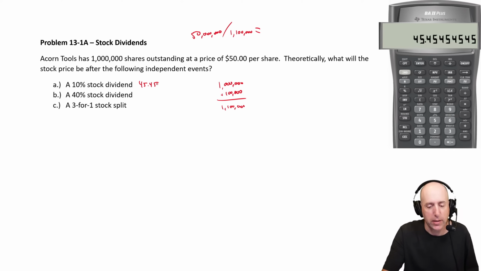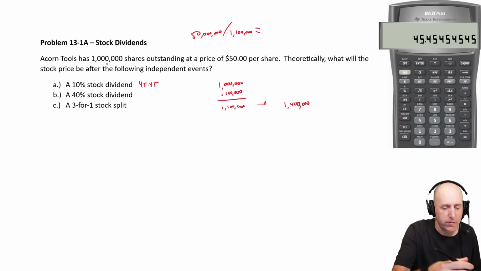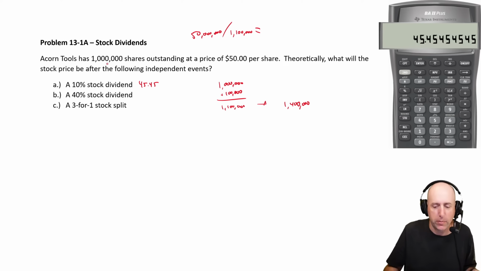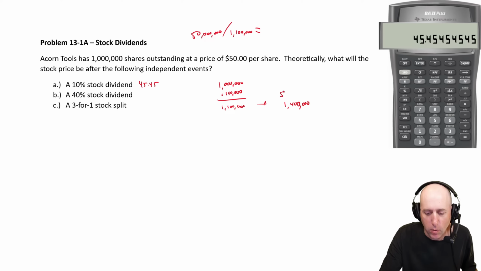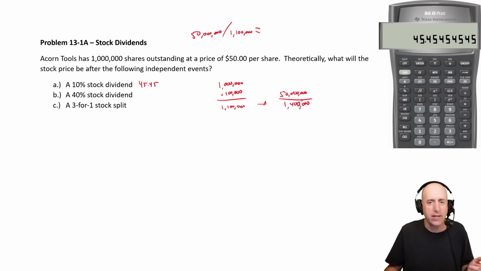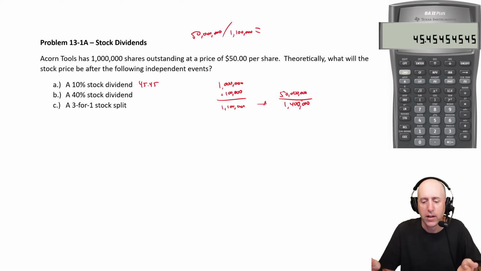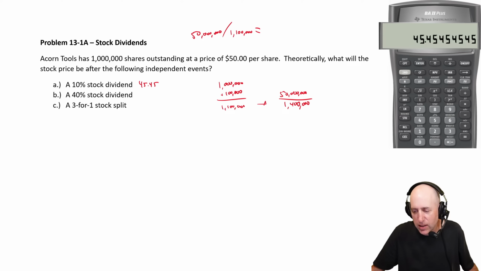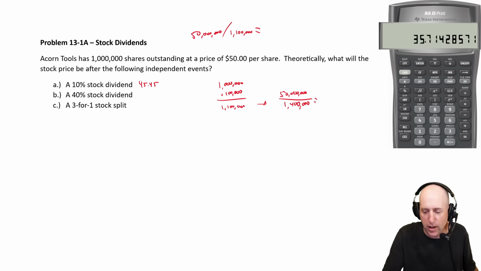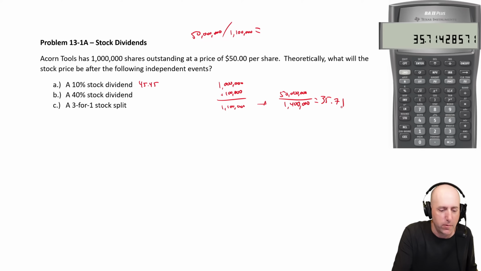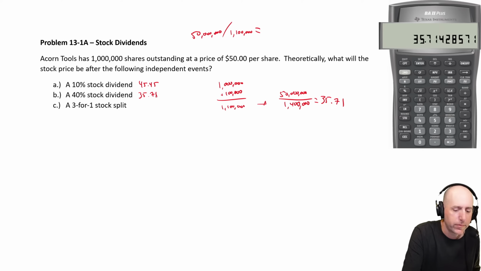What about a 40% stock dividend? Okay, well now, rather than 1.1 million, we have 1.4 million, right? We go from 1 million, 40% is 400,000, so 1 million plus 400,000, 1.4 million. We still have a $50 million company though. Our company is the exact same company today as it was yesterday. We have no new money, no new nothing. So we have a $50 million company, and now we have 1.4 million shares outstanding. So the price per share, $35.71. That's the value per share.